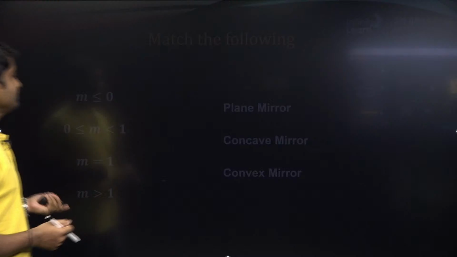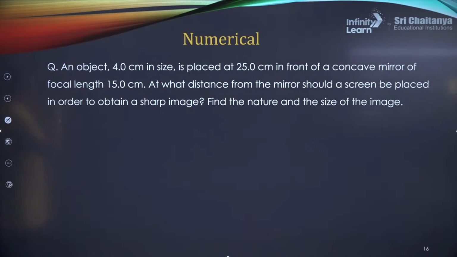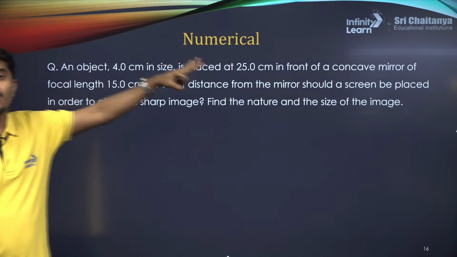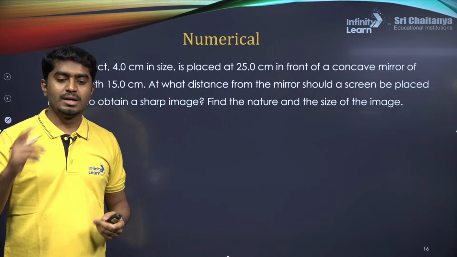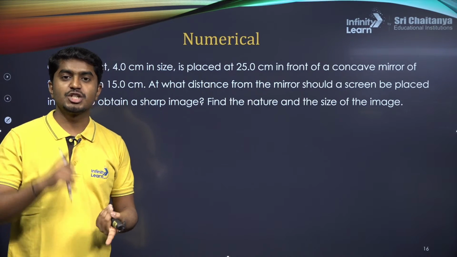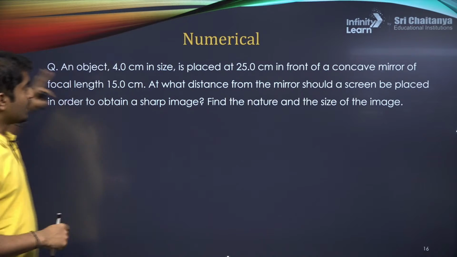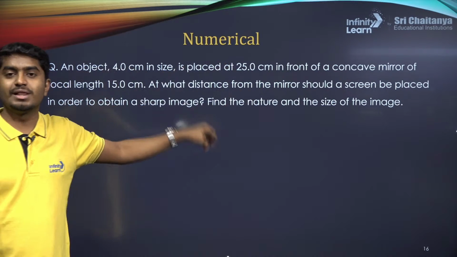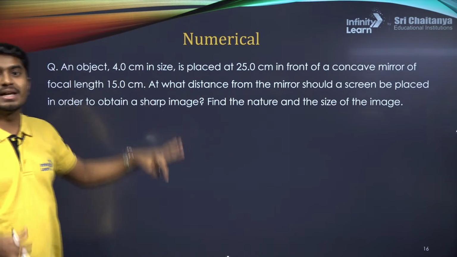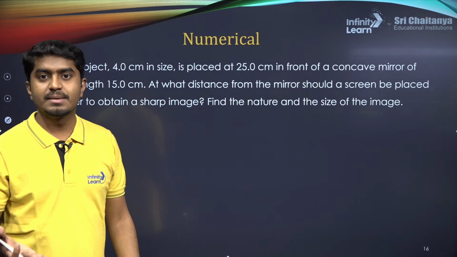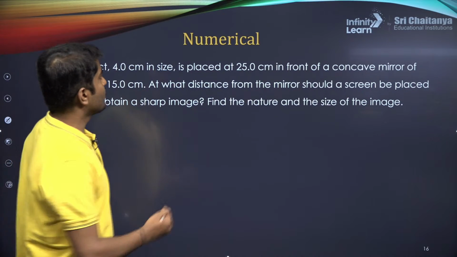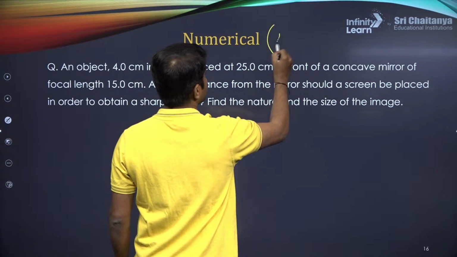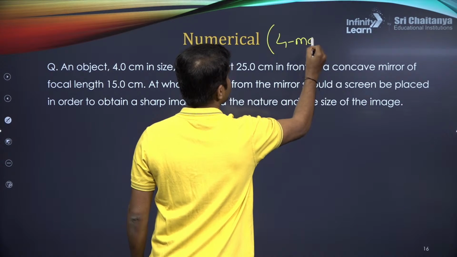Alright. Okay, let's solve the last question. This, you have to use everything, whatever we have learned till now: the mirror equation, sign convention and magnification. Use everything to solve this question. These types of questions typically come in your CBSE board exams, and that would be like a 4-mark question.